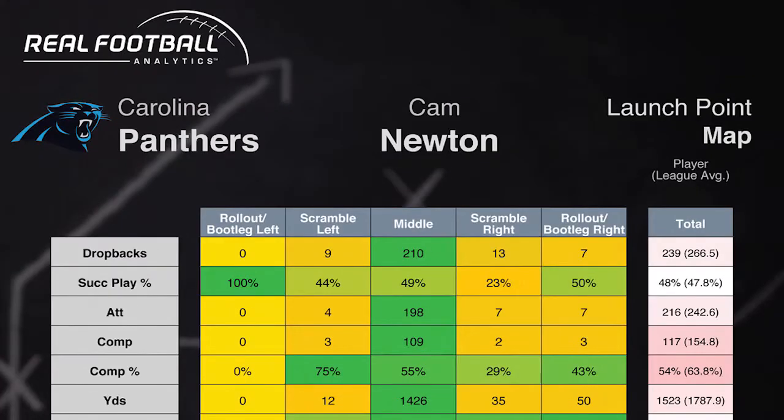What we're looking at here is Cam Newton's launch point chart. As you can see, it's quite a bit different from the passing chart we just looked at. What the launch point chart shows us is where Cam Newton or any quarterback is behind the line of scrimmage after the snap. We have 5 different segments.